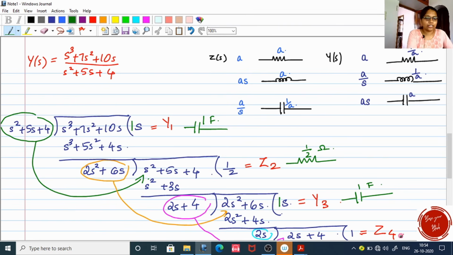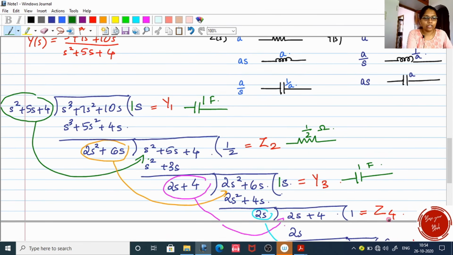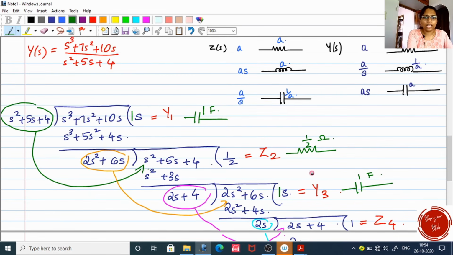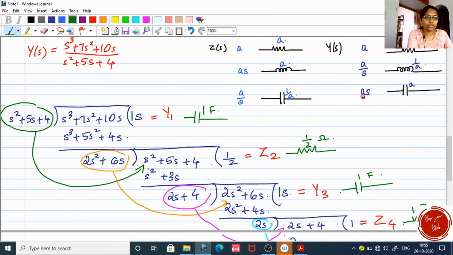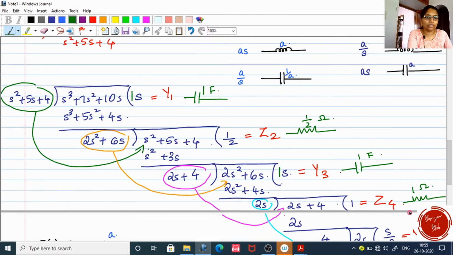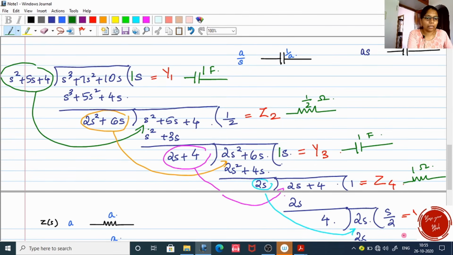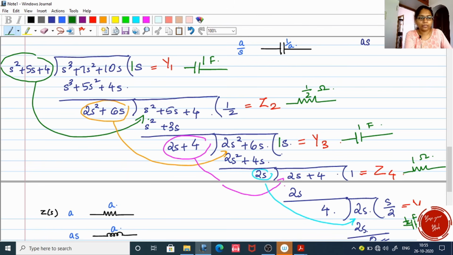And next is impedance, or Z4. Again it's simply a number, so it's a resistor with value 1 ohm. And lastly y5, the fifth element, is an admittance in the 1 by 2 s pattern. That is, 1 by 2 s means as again. So A here is 1 by 2, isn't it? So it is a capacitor again, and the value is 1 by 2 farad. Now let's collect all the elements.